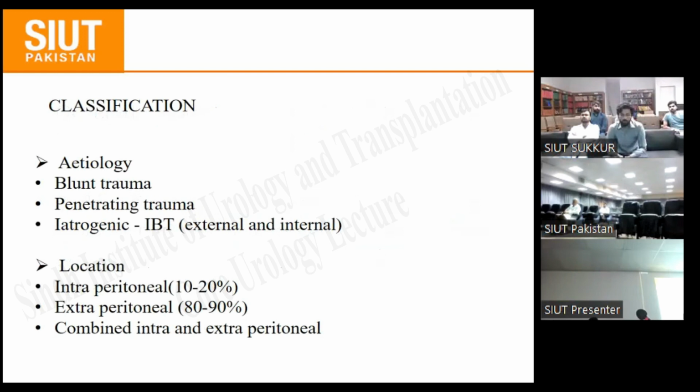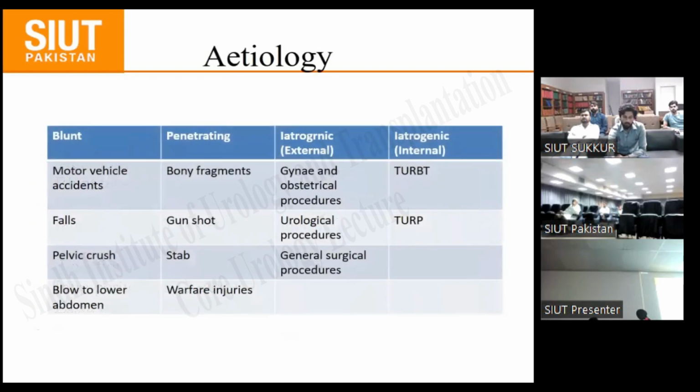Now, classification: we can classify on the basis of etiology and location. On the basis of etiology, it is due to blunt trauma, penetrating trauma, and iatrogenic. Iatrogenic can be external or internal. And on the basis of location, the bladder injury can be intraperitoneal, which is less frequent. In the majority of cases, the injury is extraperitoneal, about 80 to 90% of cases. And in some patients, we have combined intra and extraperitoneal injury. These are the few forms in which the trauma can occur.